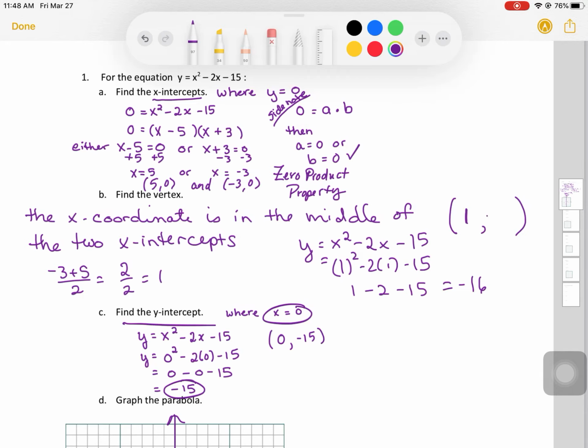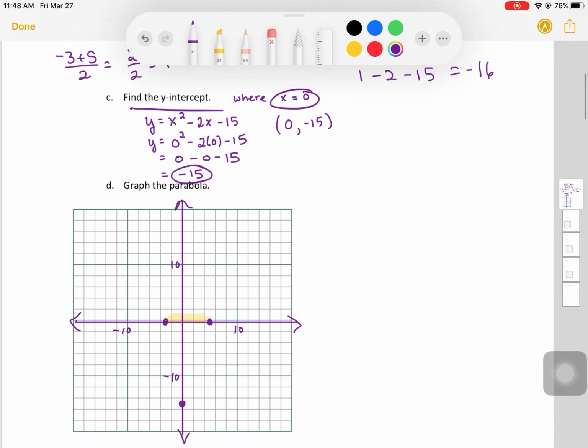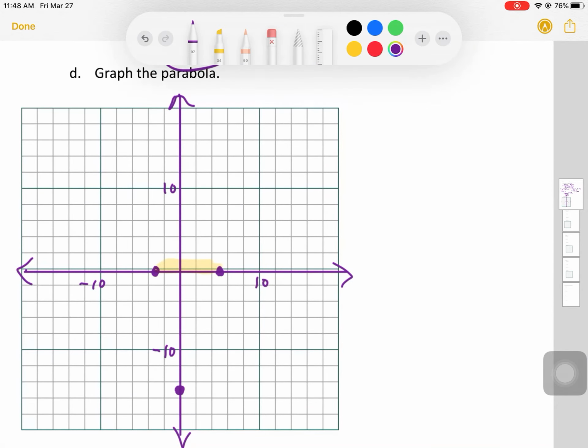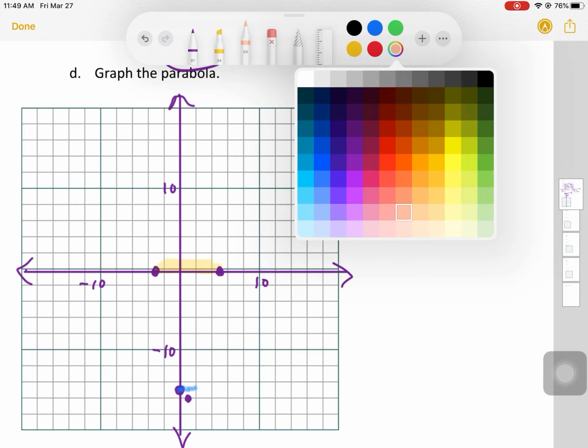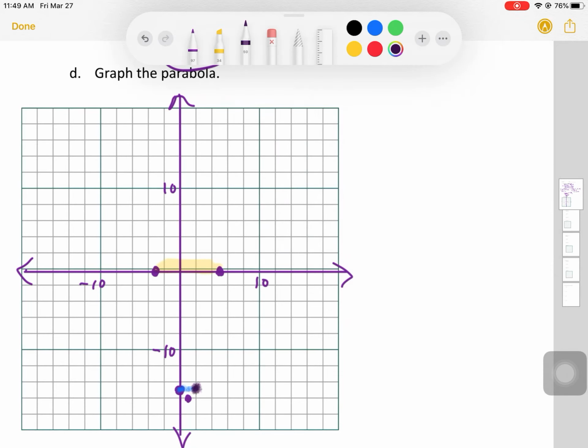And I now know my vertex is at (1, -16). So I'm going to come back to my graph, and I'm going to put my vertex at (1, -16), which is right here. And then remember we talked about that symmetry point. This y-intercept is going to have a symmetry point right across here. Oops, right there. And now I've created 5 points.